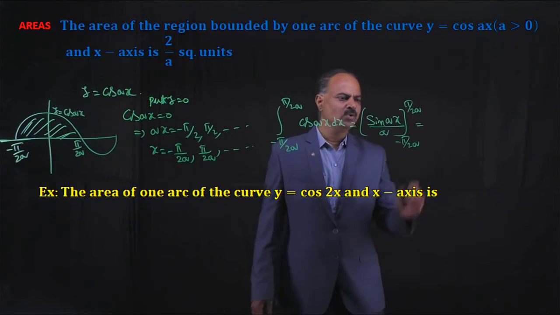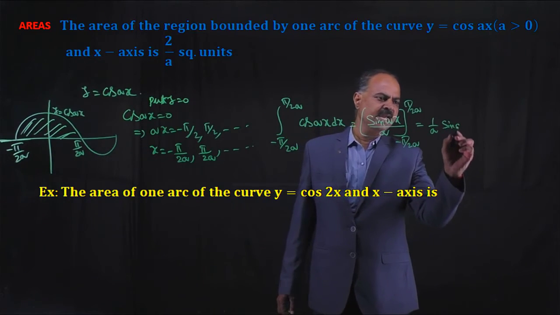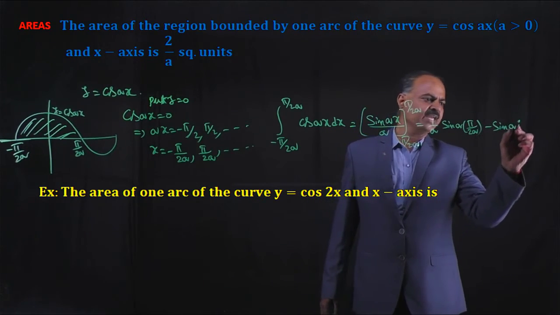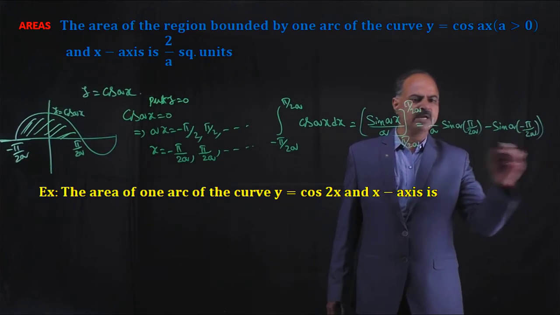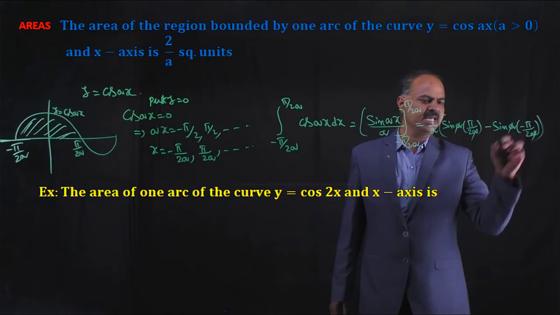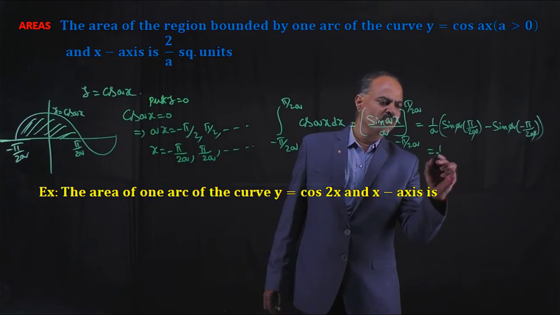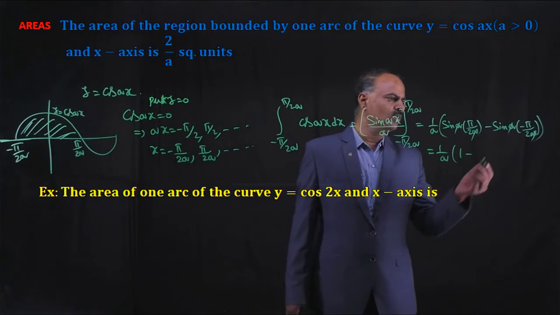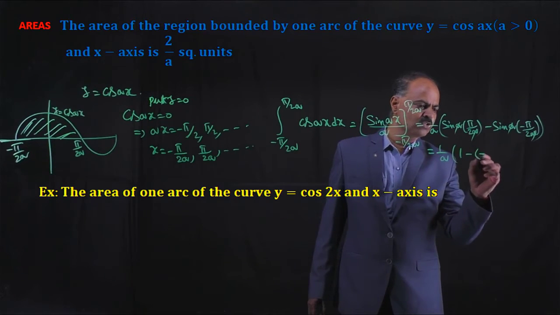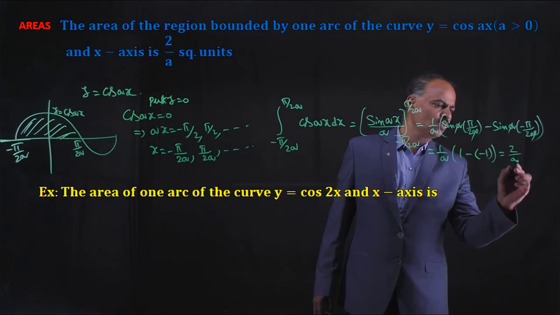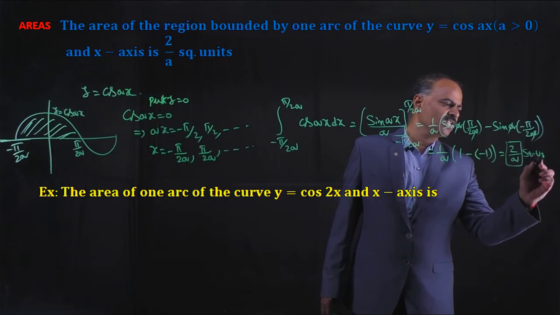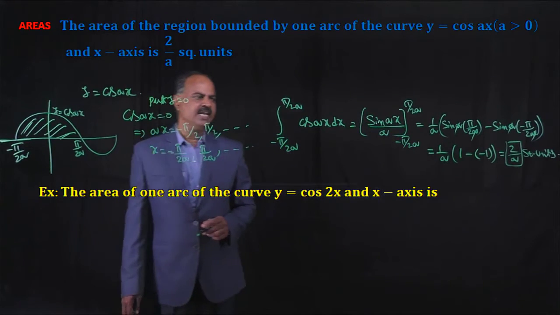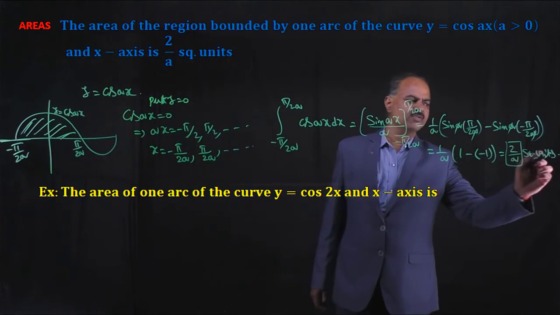Now this is equal to 1 by a into sin of a into pi by 2a, minus sin of a into minus pi by 2a. Here the a and a get cancelled. So that is 1 by a into sin pi by 2, which is 1, minus sin of minus pi by 2, that is minus sin pi by 2, which is minus 1. So that is equal to 2 by a square units. Therefore, the area of the region bounded by one arc of the curve y equal to cos ax and x-axis is 2 by a square units.